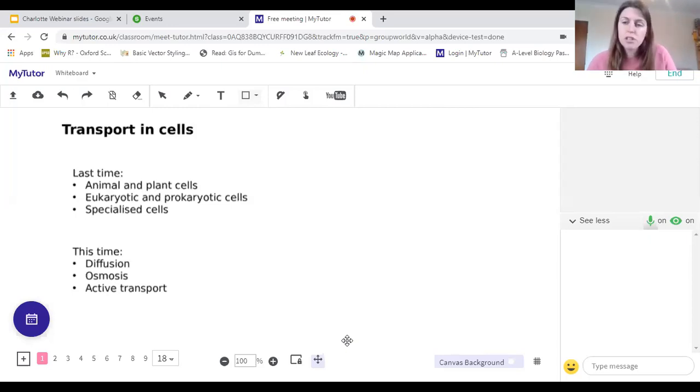And a lot of those specializations link to the transport of substances in cells. So for example, we talked a lot about having more mitochondria to provide energy for active transport. And we also talked about cell membranes and how they allow substances in and out of the cell. And today we're going to talk about how that happens. So we're going to talk about 3 different types of transport of substances in cells: diffusion, osmosis, and active transport.